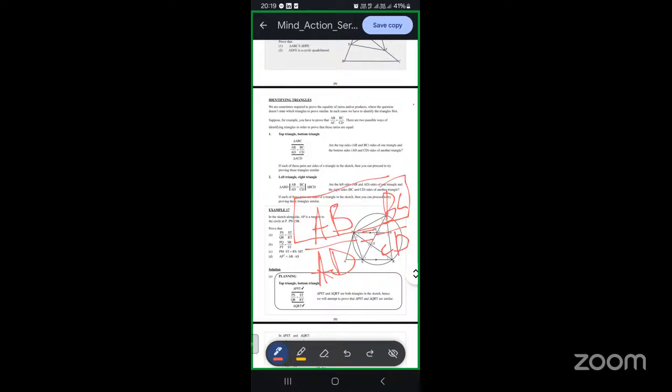We've got B in common on the left-hand side and the right-hand side. Therefore, we will take the letter A, B, and letter C. Those letters will give us triangle ABC. Okay, that's the first triangle.